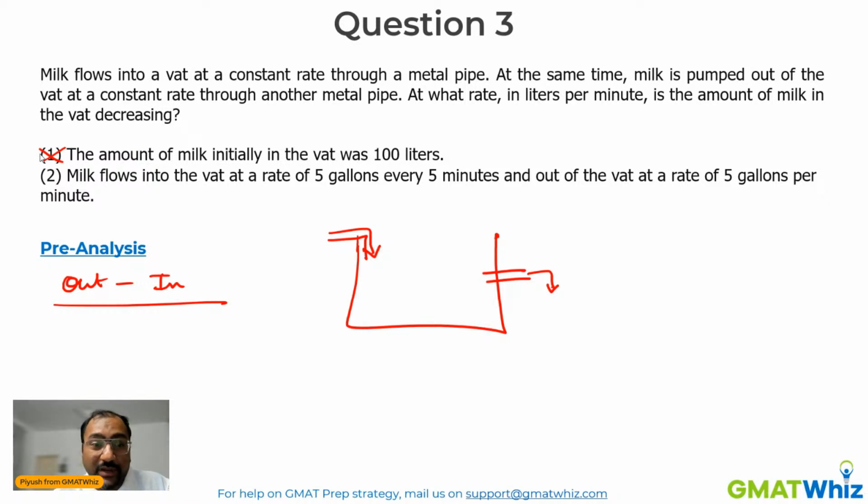Now, if I go to the next statement, it tells me the inflow rate, it tells me the outflow rate. If I know the inflow rate and the outflow rate, I can answer the question. I don't really need to do the math and find exactly how many liters per minute are actually going out. I don't have to do the math at all. I just need to know both pieces of information, and my question is answered. So the answer to this one is option B, which is statement 2 alone is sufficient to answer the question.